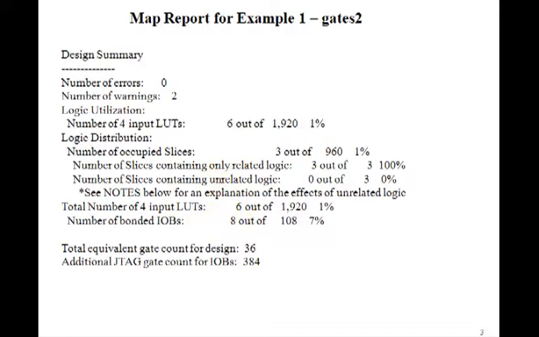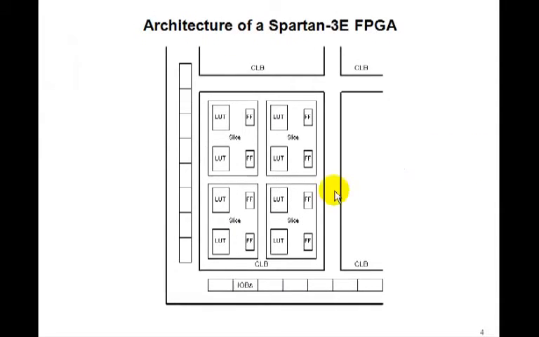So we want to see if we can figure out why this is the case. Here is the architecture, you remember, that shows the 2 lookup tables in each slice. So we have 2 lookup tables per slice. Remember, the lookup tables have 4 inputs and 1 output.